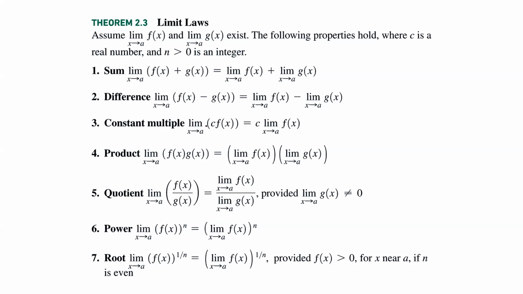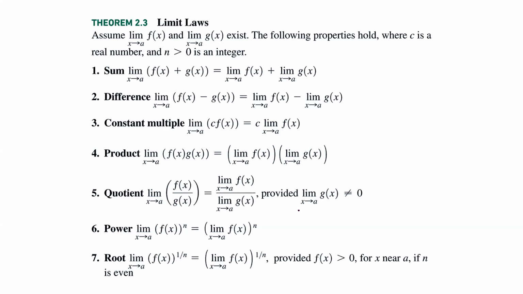If I have a constant multiple, c times f of x, then I can factor that constant in front of the limit and just take c times the limit of f of x. If I have a product, f of x times g of x, then I can take the limit of each factor in that product and then multiply their limits. And if I have a quotient, the limit of f of x over g of x, then I can take the limit of f of x over the limit of g of x as long as I don't get 0 in the denominator.